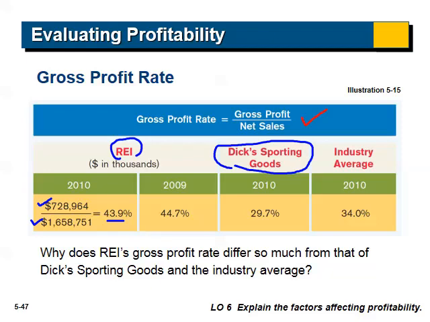Now compare that to Dick's, which is just under 30%, and the industry average is 34%. The question is, why does REI's gross profit rate differ so much from that of Dick's Sporting Goods and the industry average? In other words, why is it so much better? Probably because they're dealing with high-end stuff that has a little bit better profit margin in it.